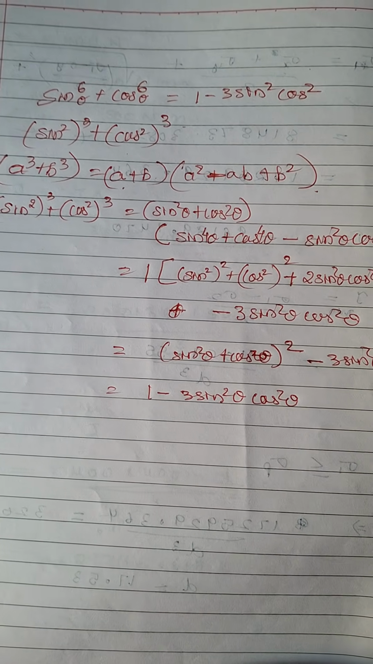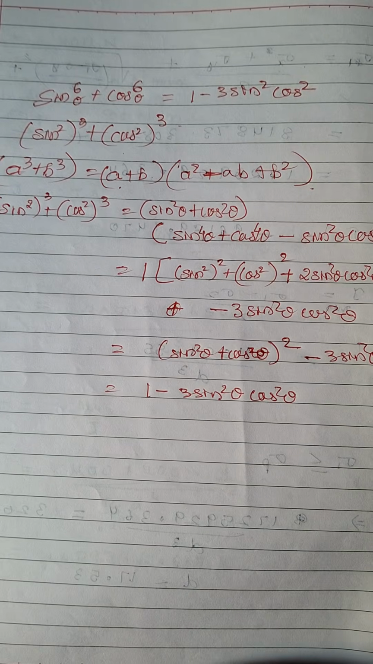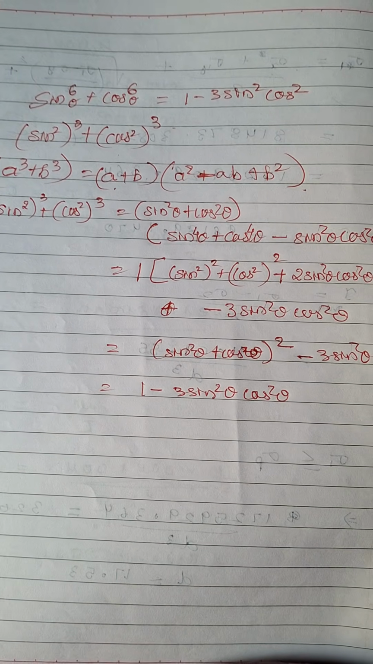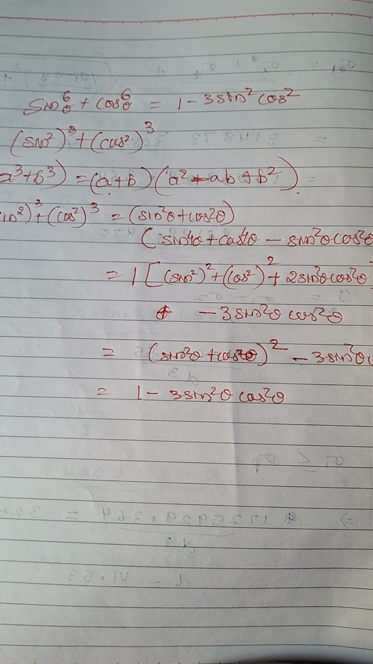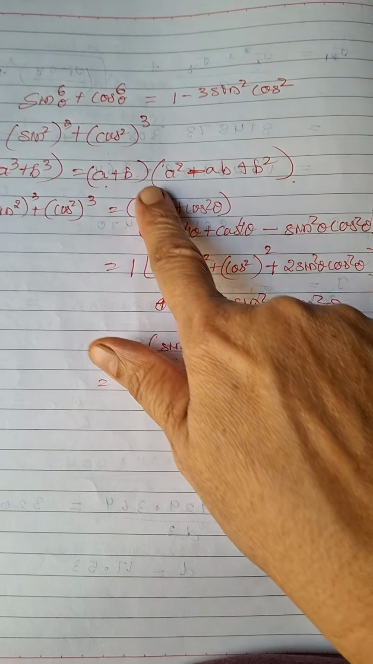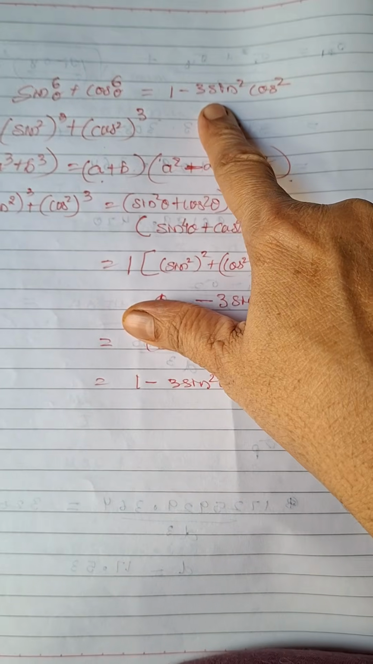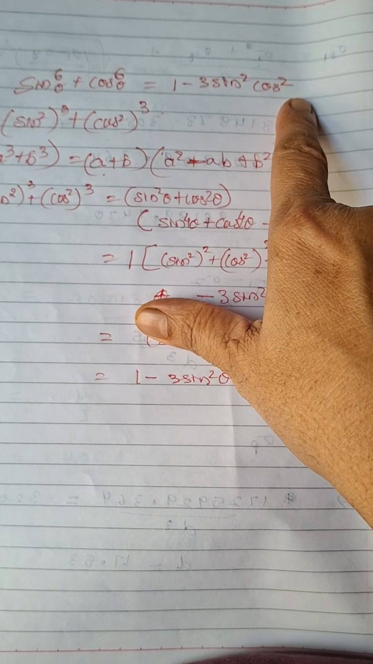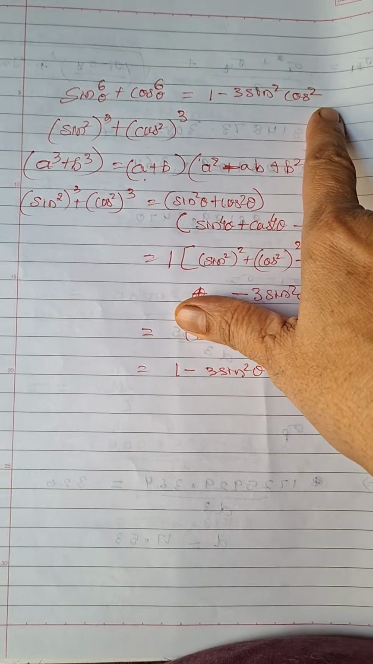Hello students, I have a question here to solve a request from a student, that is: sin^6 theta + cos^6 theta = 1 - 3 sin^2 theta cos^2 theta is what we are supposed to prove.